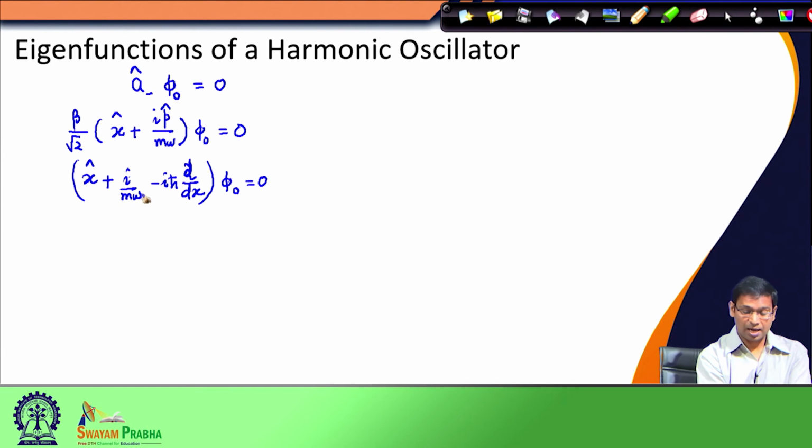So, I see that i times i gives me a minus sign, and minus minus gives me plus 1. So, I have x plus h bar by m omega d by dx acting on phi 0 is 0. Here I just used the definition of the p operator, the momentum operator. I am going to solve this equation.